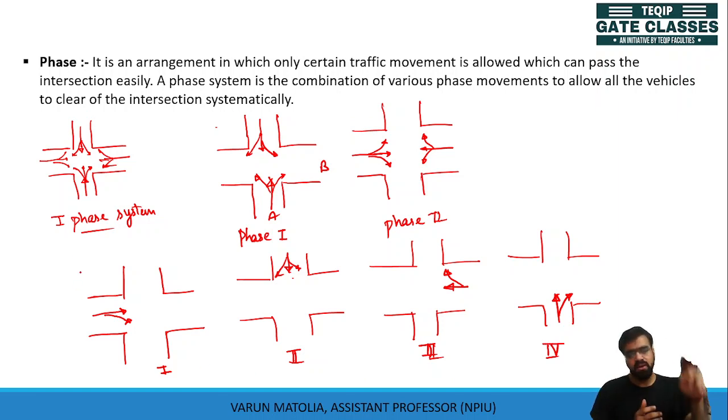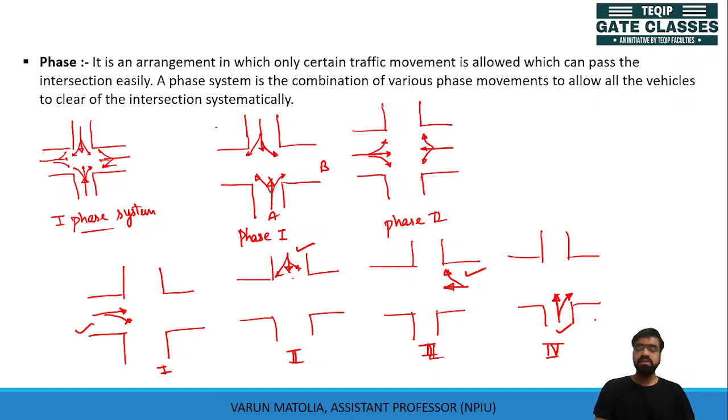So this is how all the directions are cleared off from the intersections. First this will be allowed, then they will be allowed, then they will be allowed, and then this traffic volume will be allowed to clear off. So this is the phase arrangement.